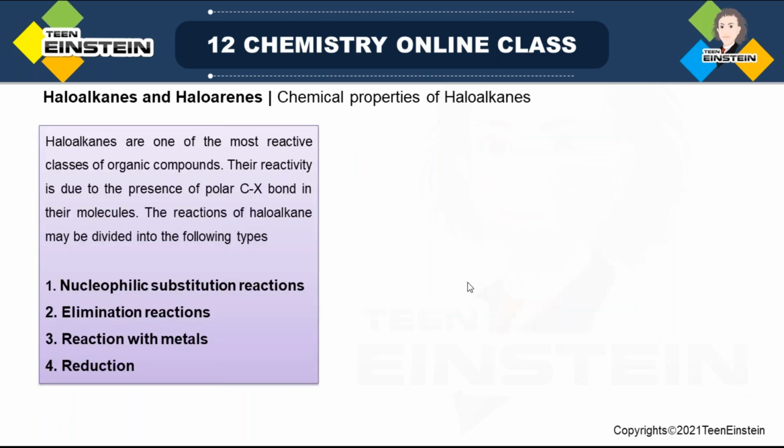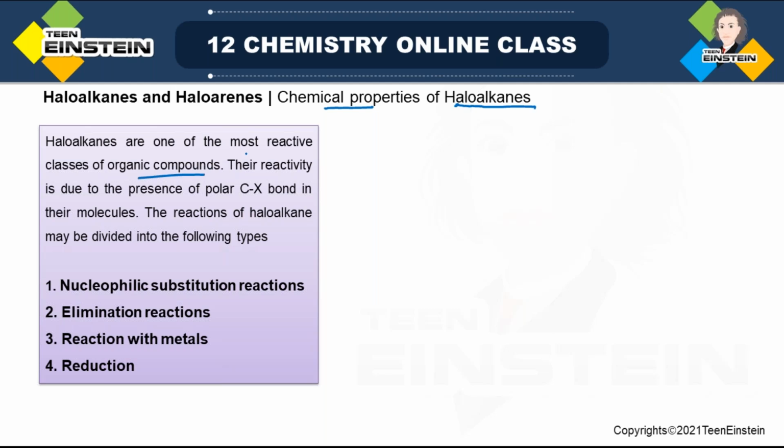After finishing the preparation methods of haloarene, next are the chemical properties of haloalkanes. So it is haloalkanes, aliphatic. There is nothing aromatic. After finishing it, we will also see the chemical properties of haloarene. But mostly the chemical properties of haloalkanes are very important. And here we have 4 categories of reactions. Haloalkanes are one of the most reactive classes of organic compounds. Their reactivity is because of this polar C-X bond, that is the carbon halogen bond, that we have already discussed in detail.